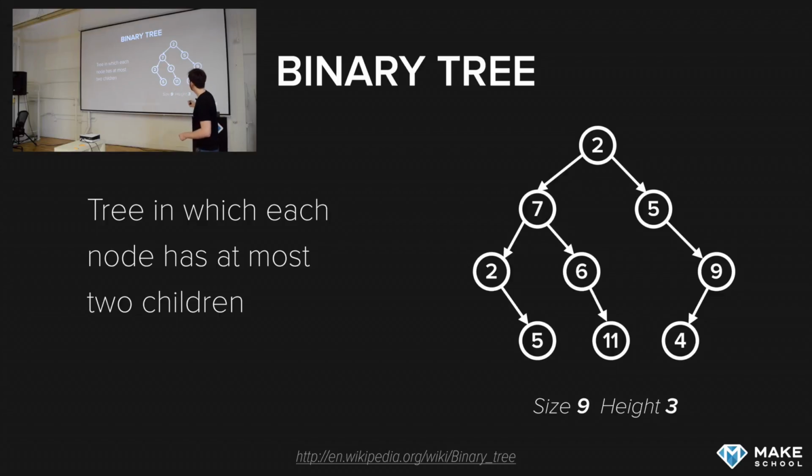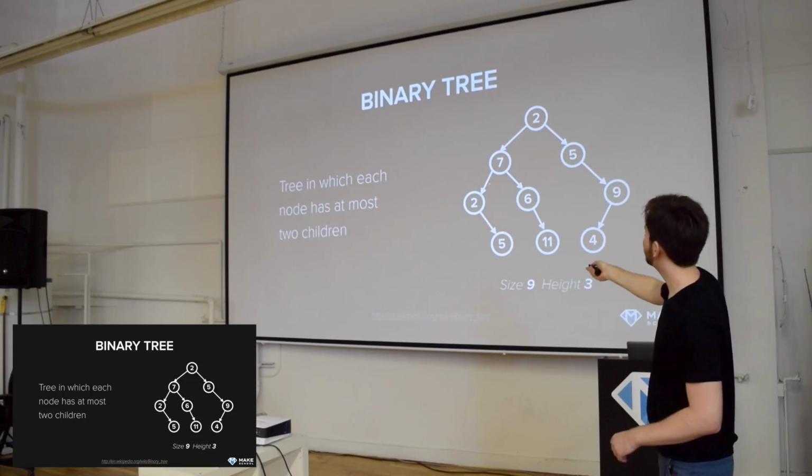So this tree here is size 9. It has 9 total nodes. And it's height 3, because if we start at the root node and count the edges down to the lowest child node, the most distant leaf, we count 3 edges.